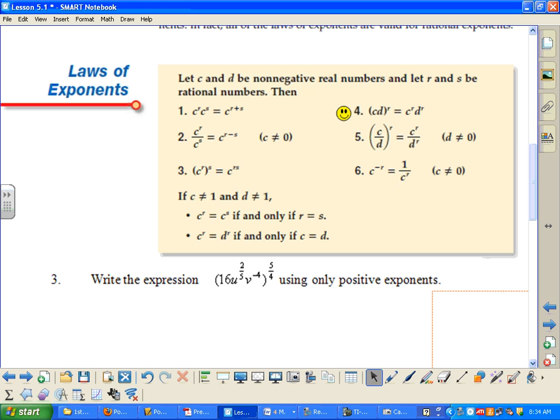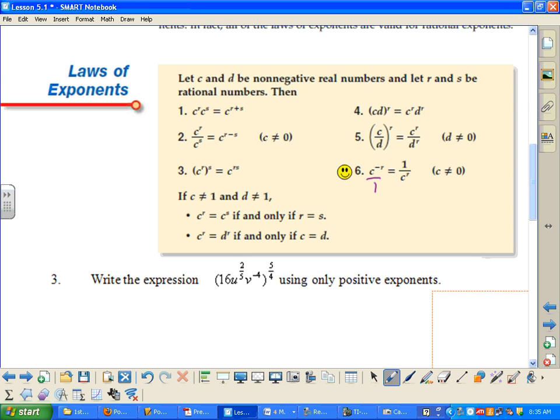Number 4, if I have a product raised to a power, then each of those pieces of that product is raised to that power. If I have a quotient raised to a power, then each part is raised to the power also. And a reminder, if I have a negative exponent, I can think of it as taking the reciprocal to make the exponent positive, or I can think of it as moving it to the other part of the fraction, because this is over 1. So I could take the reciprocal and change the sign, or I could think of it as taking c to the negative r, and I move it to the denominator as c to the positive r.